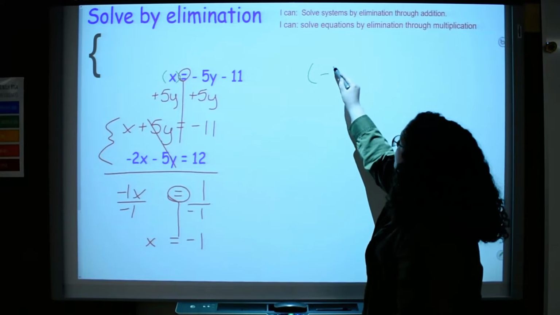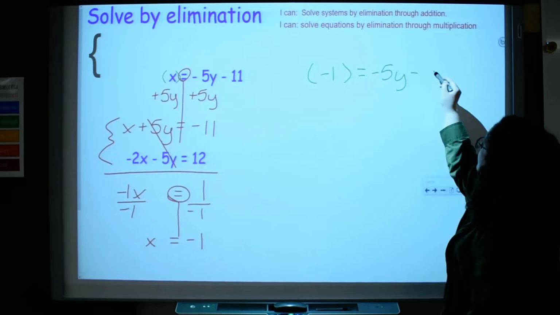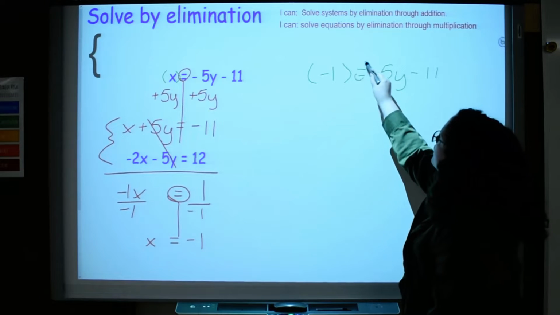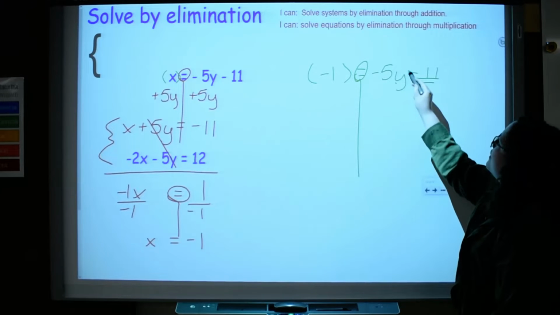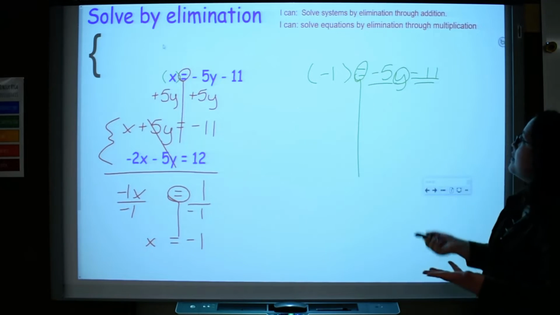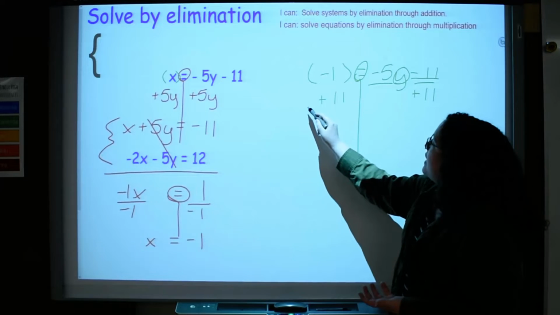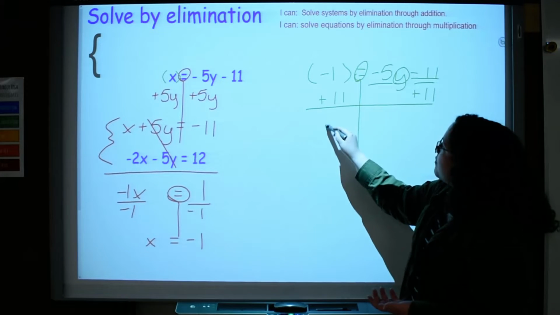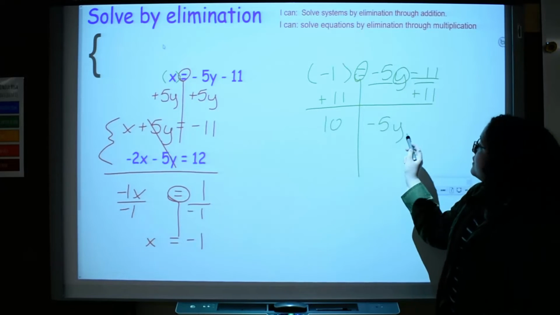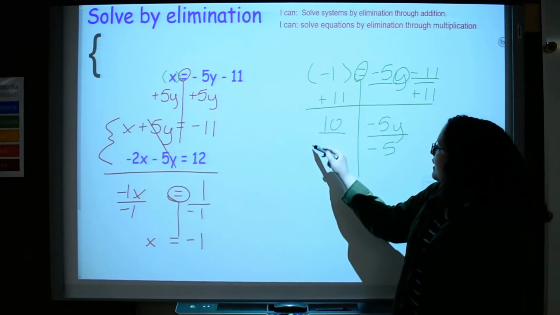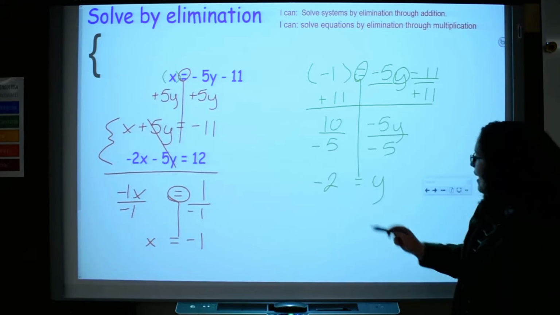So negative 1 equals negative 5y minus 11. Very nice. This is already a two-step equation. How convenient for us. All right, solve here. Get rid of the constant. I need a 0 pair. Add 11. Add 11. Negative 1 plus 11 is going to be that positive 10 and a negative 5y over here. Get rid of the coefficient. Divide by negative 5. Divide by negative 5. Negative 2 is equal to y.